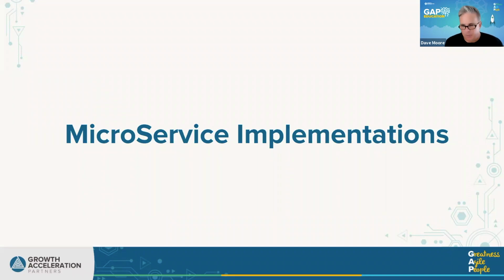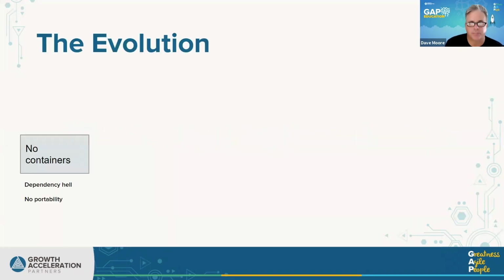Okay. Now we have our background on microservices and the importance of being stateless. And now let's talk about some different implementations. The evolution. We've gone from a world in which there were no containers, and we didn't know what we were missing at the time, but we had what we like to call dependency hell, and limited portability. If you wrote in Java, then obviously you could run wherever the VM was. But encapsulating all the dependencies was very challenging and created administration nightmares.